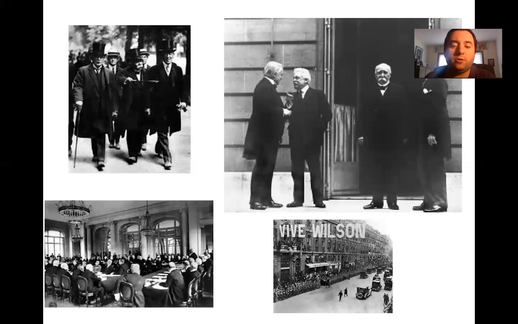Some primary sources from the time period. You can see the individuals who are meeting here: President Woodrow Wilson, representing the United States. You have France, Great Britain, and Italy represented.